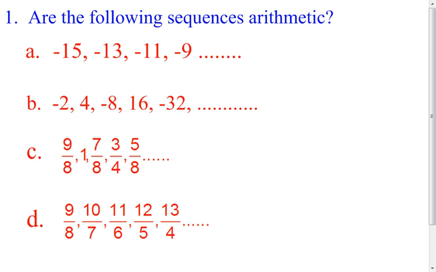All right, so first of all, I'm going to figure out, is this sequence arithmetic or not? And again, you want to look for a series of numbers where you're adding or subtracting the same number each time to get to the next number. So if I have negative 15 to negative 13, to get from there to there, I would add 2. And to get from negative 13 to negative 11, I would add 2. And negative 11 to negative 9, I would add 2. So yes, and my common difference is 2.